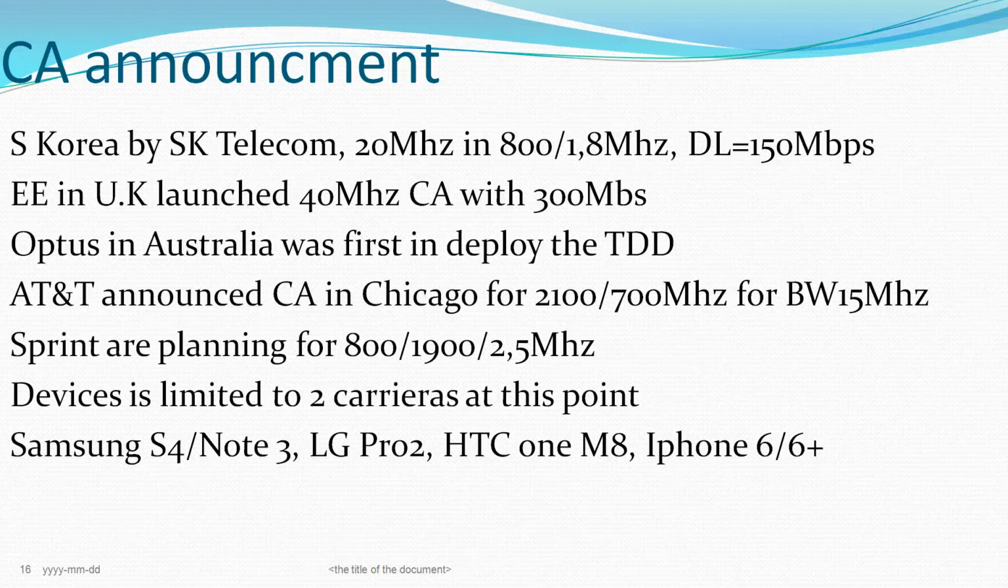In Australia, Optus was the first one to deploy the TDD version of carrier aggregation. AT&T announced CA in Chicago for 2 different bands with a bandwidth of 50 megahertz. Sprint is planning for 3 different LTE bands. Today's devices limit the aggregation to 2 carriers at this point. There are different official devices that support aggregation, such as the Samsung S4, Note 3, the LG Pro 2, the HTC One M8, and iPhone 6 and 6 Plus.